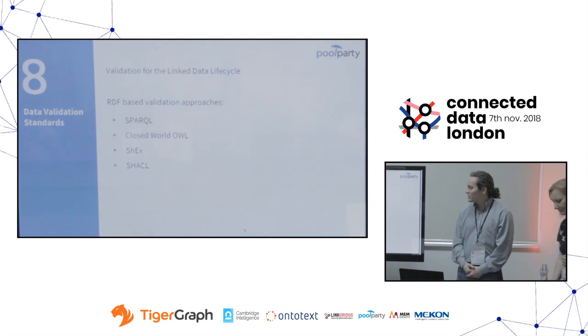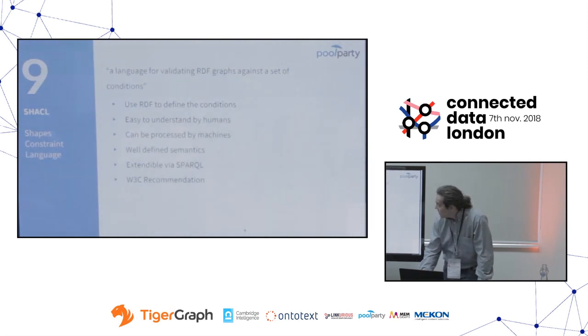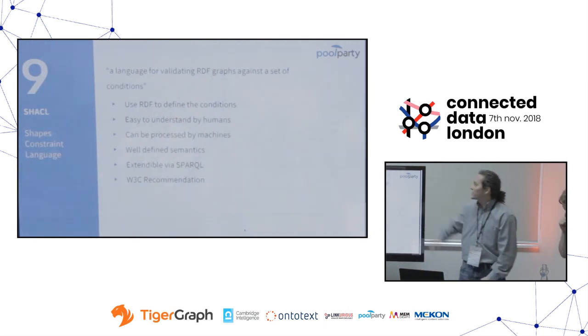There are two main standards for constraint validation, and that is SHACL and ShEx. So we decided for now to go with SHACL, which is a language for validating RDF graphs against a set of conditions, for several reasons.